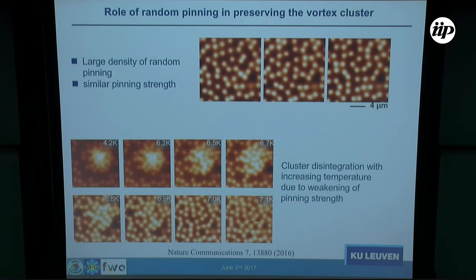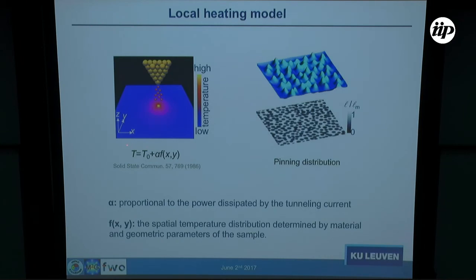In order to further understand this heating process, our colleagues did some simulations, considering a local heating model which was proposed a long time ago. I will not go into details. I will just show you that the temperature distribution during the tunneling can be expressed by this formula, where T0 is the temperature of the sample before heating, and alpha is the parameter related to the power of the tunneling junction, which can be controlled by changing the bias voltage.